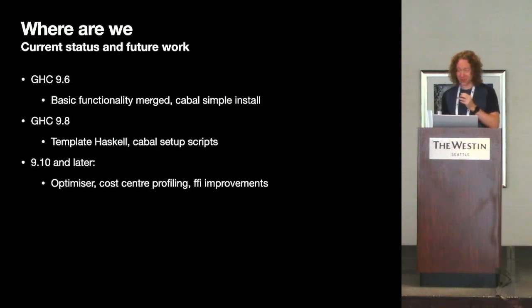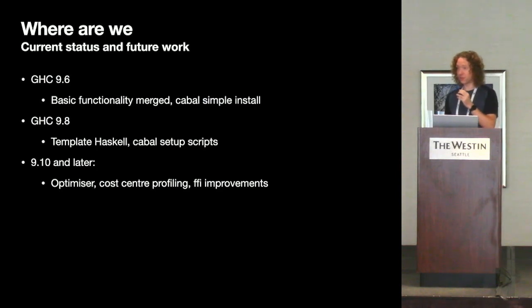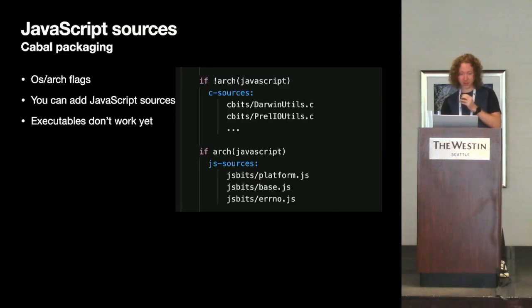So where are we? In 9.6, everything was integrated, was merged. We could do Cabal simple install, but not the custom scripts, and we didn't have Template Haskell. Those were fixed in GHC 9.8, so most things you could install with GHC's native backend, you could now install with the JavaScript backend. Later we'll get the optimizer and profiling and better FFI, but let me give a quick introduction to some things where you might be able to help.